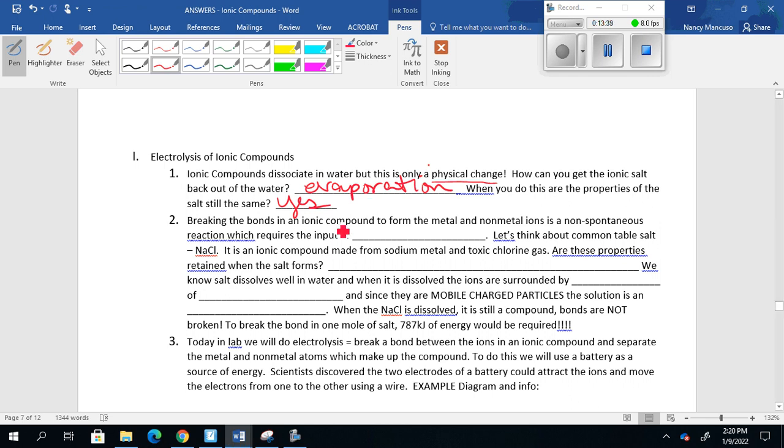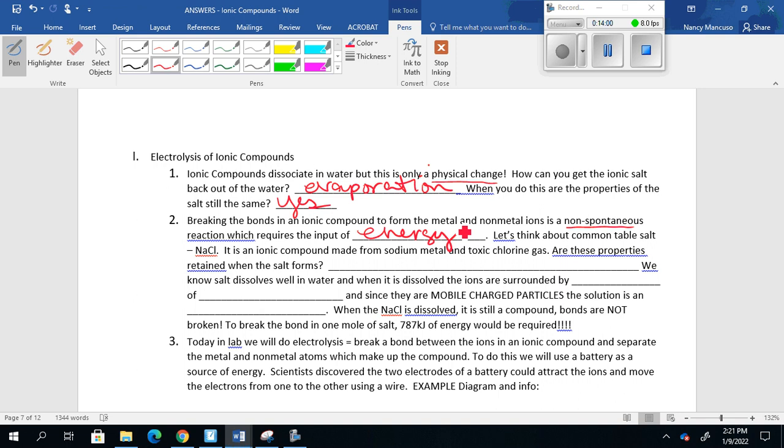So breaking the bonds in an ionic compound to form the metal and the non-metal ions is non-spontaneous. Non-spontaneous means it does not happen all by itself. It is a reaction that requires the input of energy. You can't do it all on your own. You've got to add energy to it to make it happen.